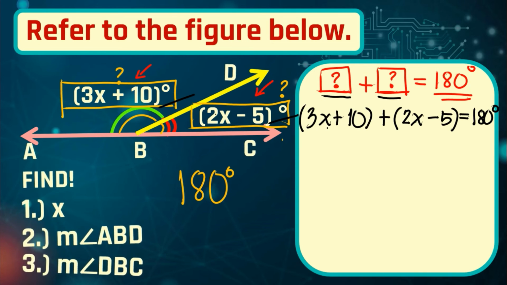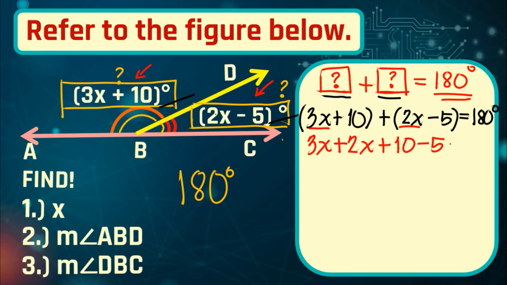Then, let's solve. Let's solve by combining the similar terms. So, pagsamahin natin si 3x. Tatanggalin ko na yung parenthesis para madali natin makita. So, isulat na natin ng walang parenthesis. Combine natin si similar terms. Then, plus 10. Then, minus 5. Then, equals 180. Okay? And then, of course, you have to solve now.